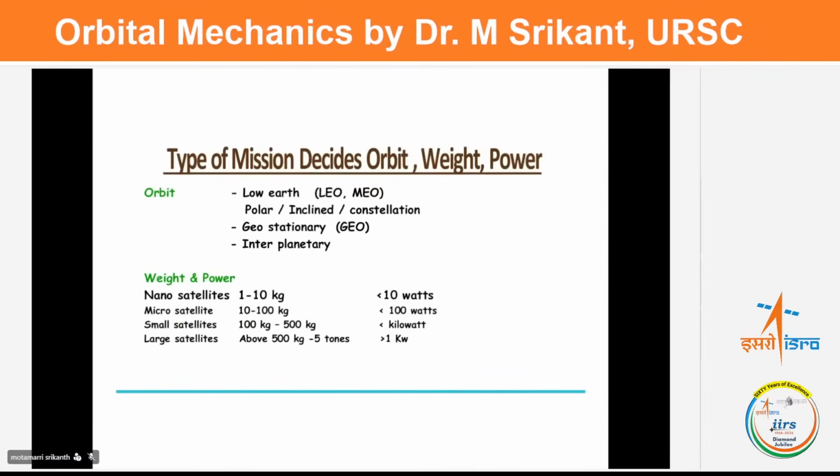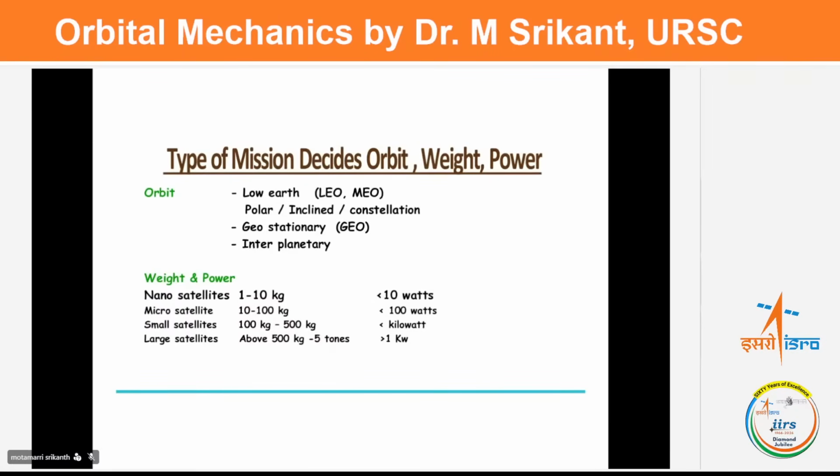Coming to the types of missions and orbits, as we see, there are different types of orbits like low Earth orbit and medium Earth orbit. Then it is categorized into polar orbit, inclined, and constellation. It might be a single satellite, or multiple satellites in different orbital planes and different phasings, different local times. I'll be covering that. And geostationary orbits, then interplanetary missions.